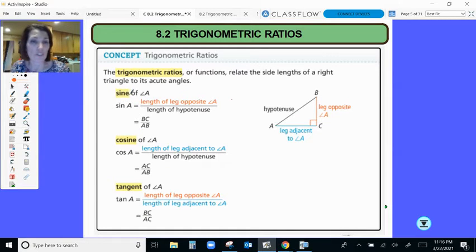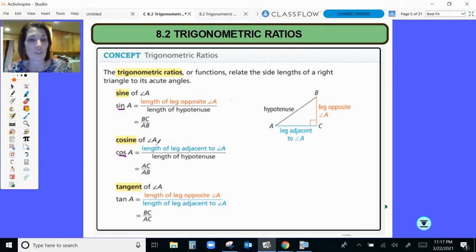We actually have 3 ratios: sine, cosine, and tangent. They each have different ratios. Since we have 3 different parts to our triangle, we have 3 different ratios. The sine is the ratio of the length of the opposite side divided by the hypotenuse. The cosine, we write that as COS. Sine is SIN. It's not sin and it's not cos. It's called sine and cosine.